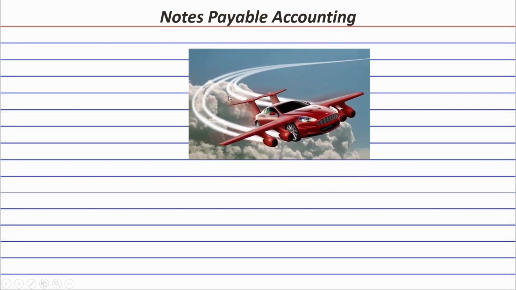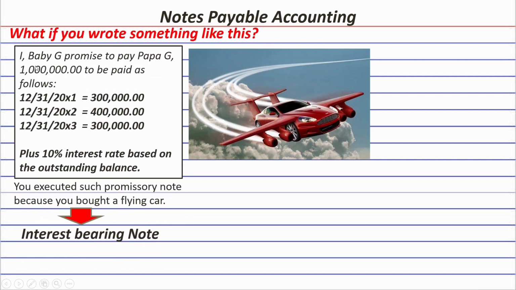Now, as for today's story, let's go directly to it. As if you are Baby G and you bought a flying car, this car. Because of that, you executed this document where you are to pay 1 million to be paid as follows: on 12/31/20x1, 300,000, and then on 12/31/20x2, you have 400,000, and on 12/31/20x3, you are to pay 300,000.